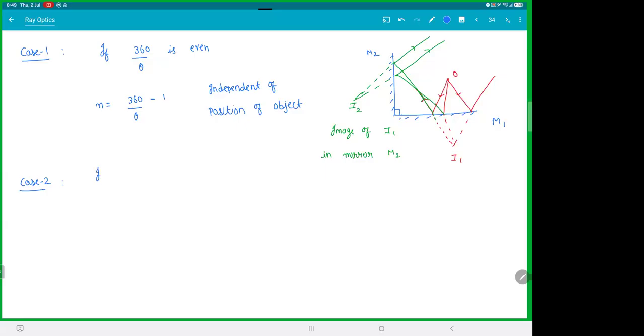Case 2, if 360 by theta is odd, then the number of images is 360 by theta minus 1 if the object is on the bisector. If your object is on the bisector, the answer is 360 by theta minus 1, and it doesn't matter whether it is even or odd. But the answer becomes 360 by theta if the object is not on the bisector. That is when you have to be careful whether it is odd or even.